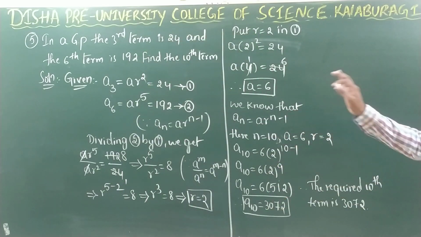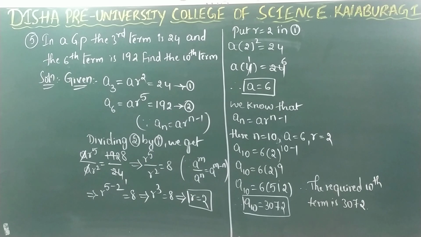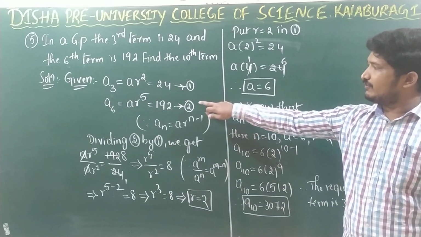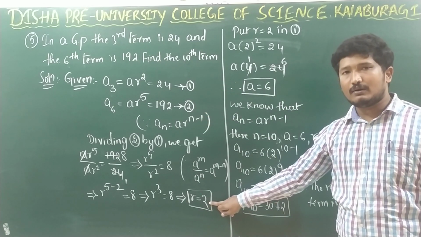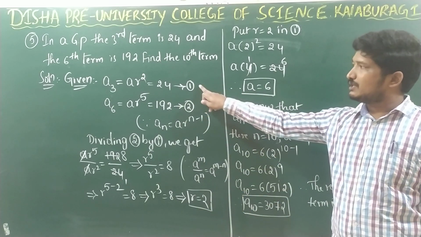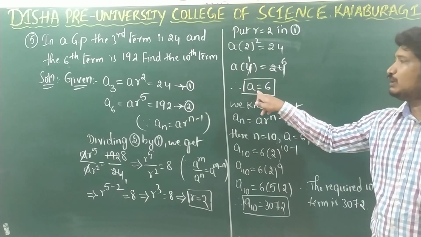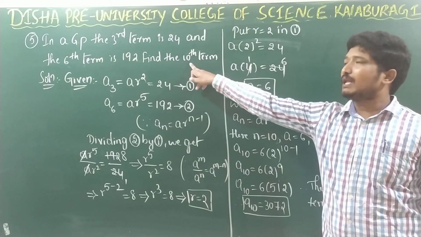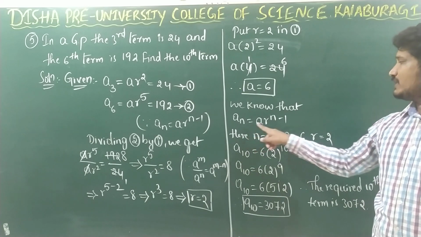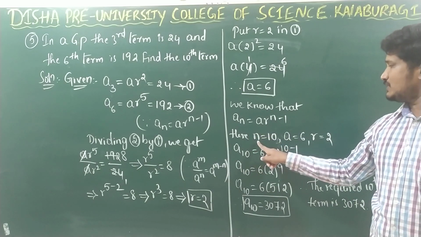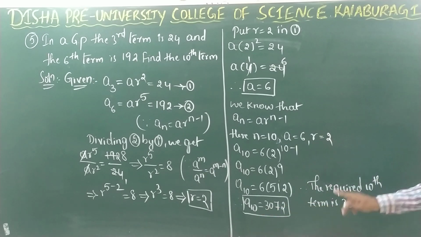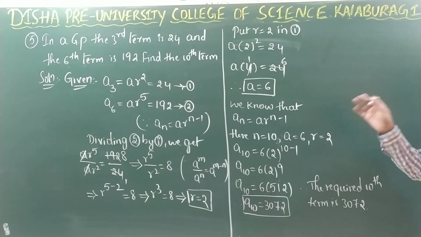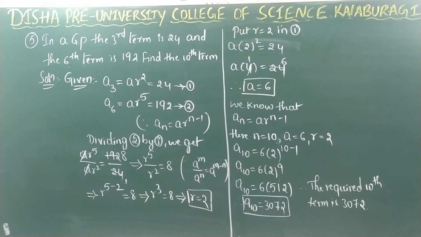So I hope you understood this. So what did we do? We divided equation number 2 by 1 and calculated the value of r. We substituted this in equation 1. We got the value of a. We have the value of n. We used the nth term formula, substituted n, a and r. We got the 10th term. So now let us move on to the next question.